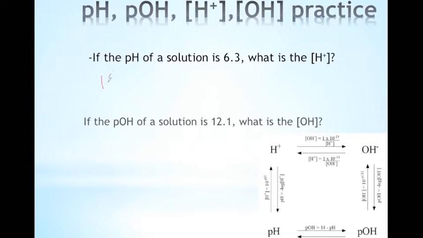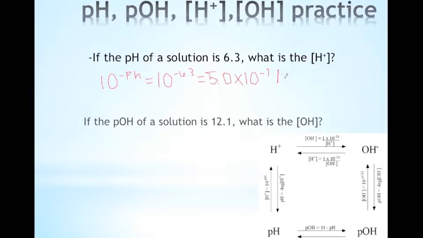Let's do some practice. If the pOH of a solution is 6.3, what is the H? Well, first you would look on the chart and see which formula to use for this transition. To get from pH to hydrogen concentration, you take 10 raised to the negative pH. So all we have to do is say 10 raised to the negative 6.3 and plug it into your calculator, so you get 5.0 times 10 to the negative 7.